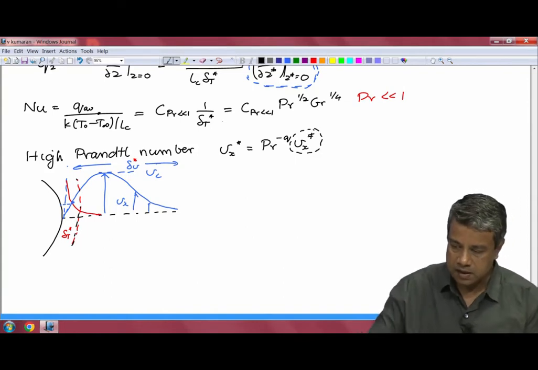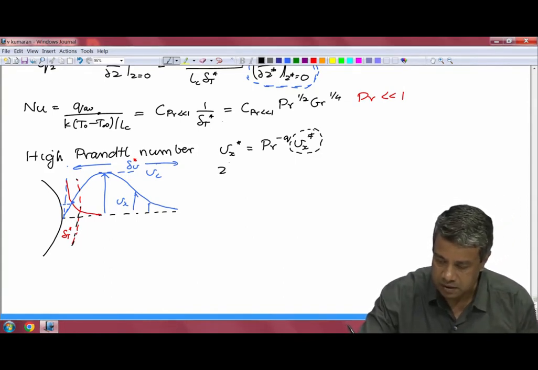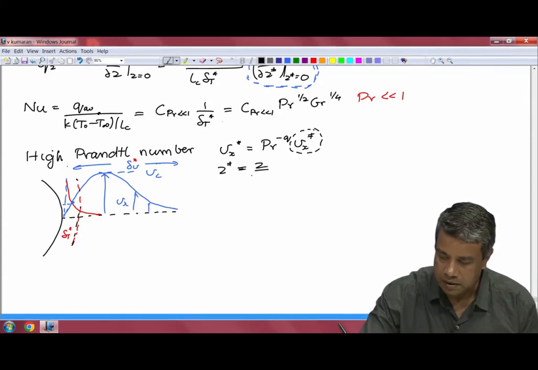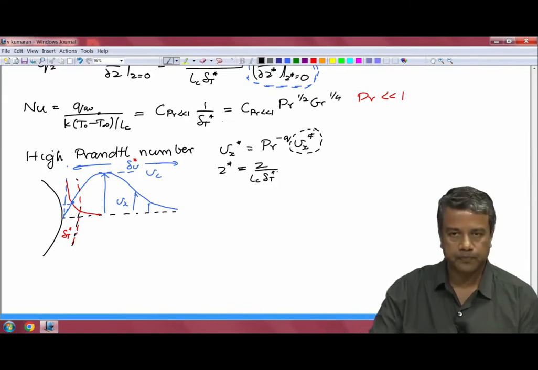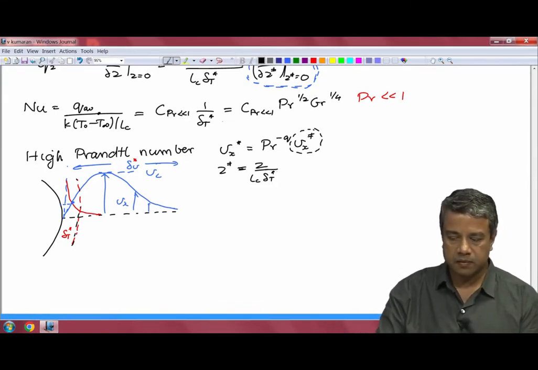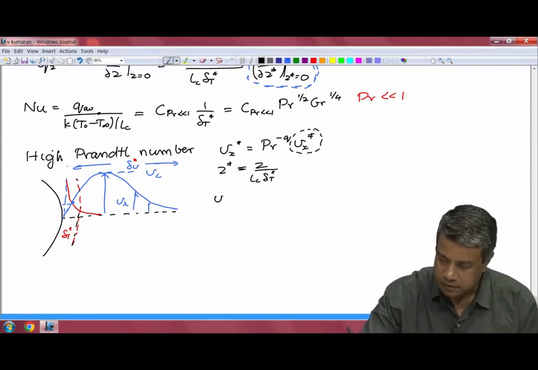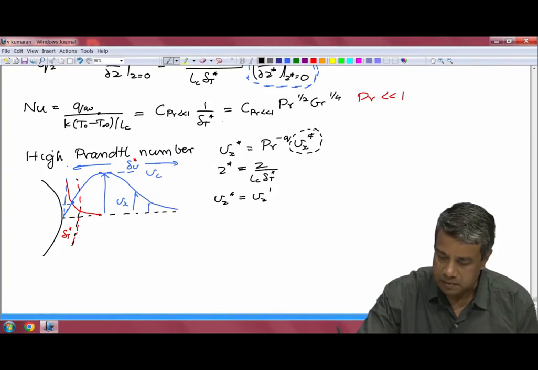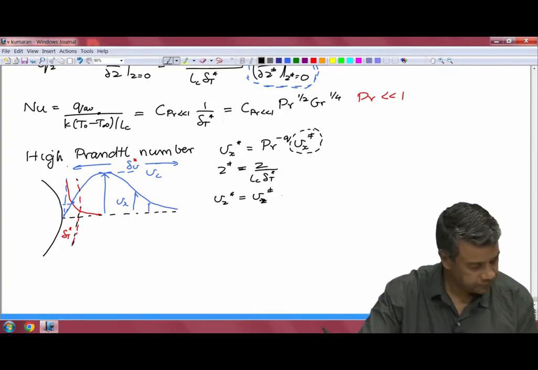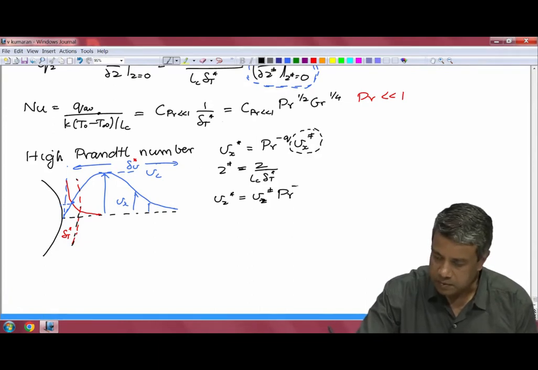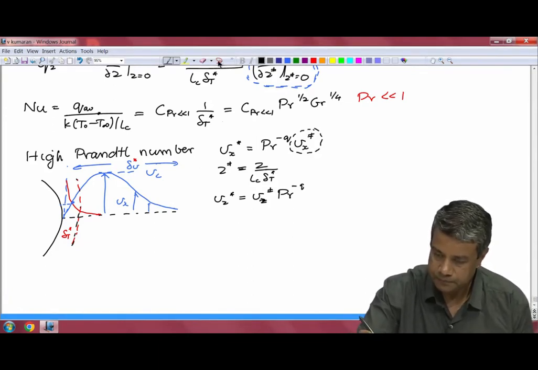And we will scale the z coordinate as z by Lc times the thermal boundary layer thickness. From the mass conservation equation, Vz star is equal to Vz double dagger into Prandtl number to the power minus q.